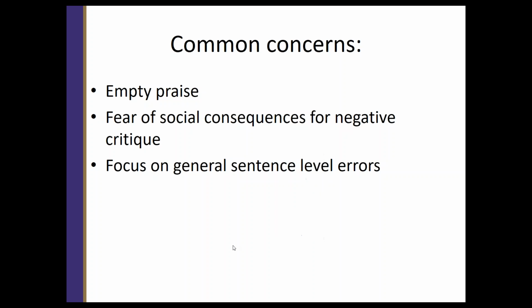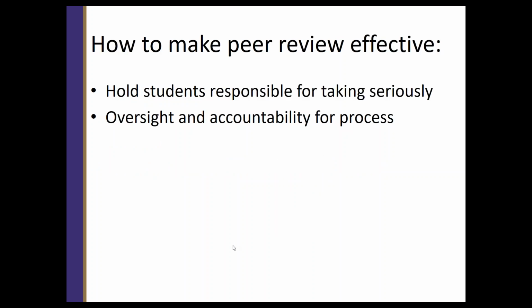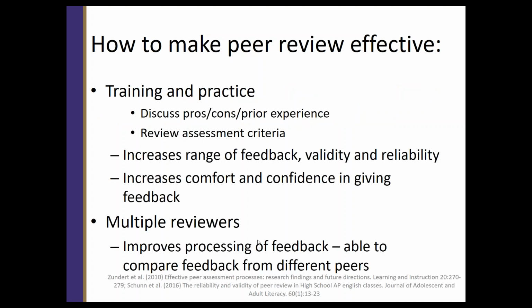And so what we know, to make student peer review more effective, we need to have a way of holding students responsible for taking the process seriously, and that requires some type of oversight or accountability for the process. And so we have to be really intentional about how we're introducing it into a course for it to be effective.